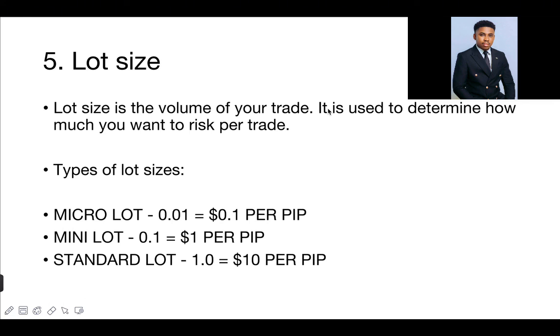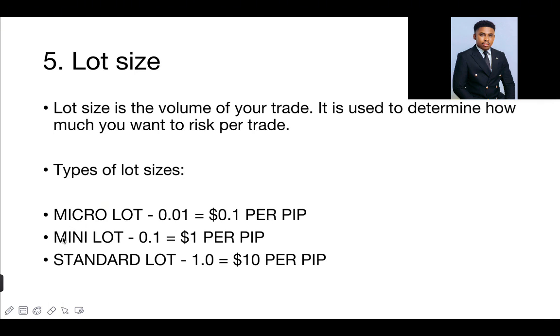There are 3 types of lot sizes. So you have the micro lot, the mini lot, and the standard lot. So the micro lot is written as 0.01 on your MetaTrader or your trading platform. You see it written as 0.01 lot size, and it equates to $0.1 per pip, which is 10 cents per pip. So each pip movement in price gives you $0.1. You can either make or lose $0.1 depending on if the price moves in your favor or against you.